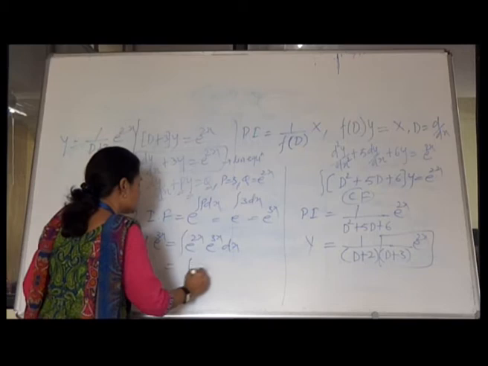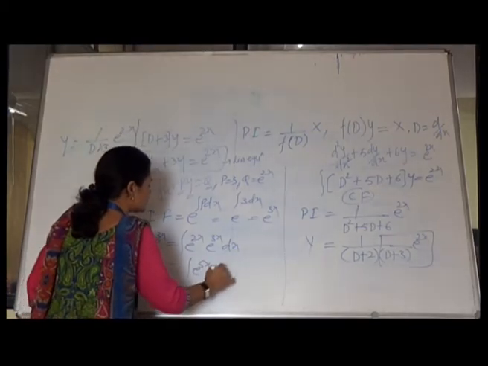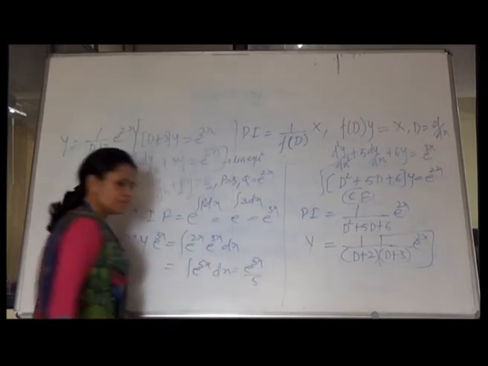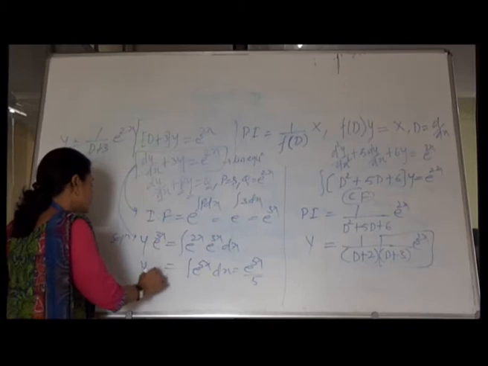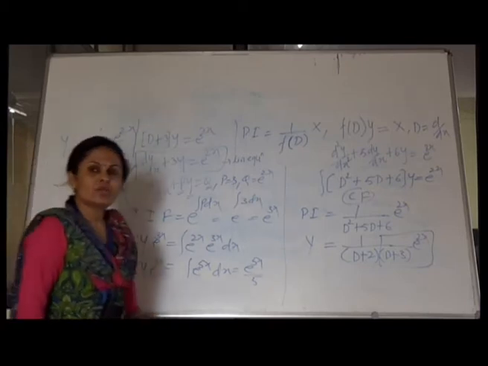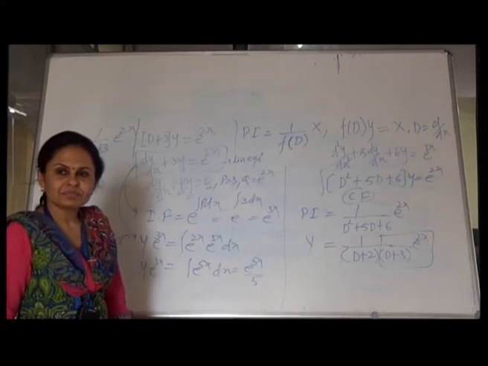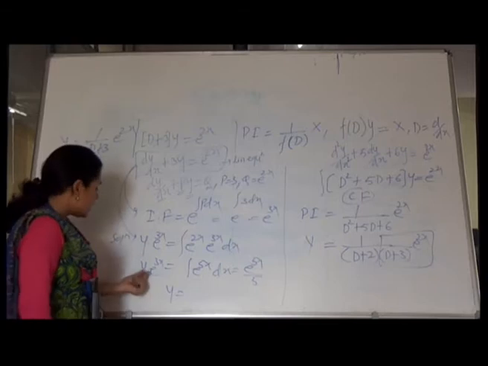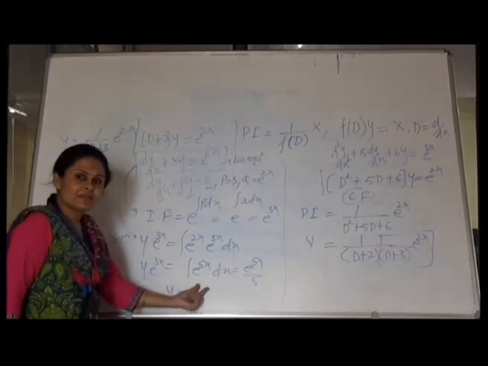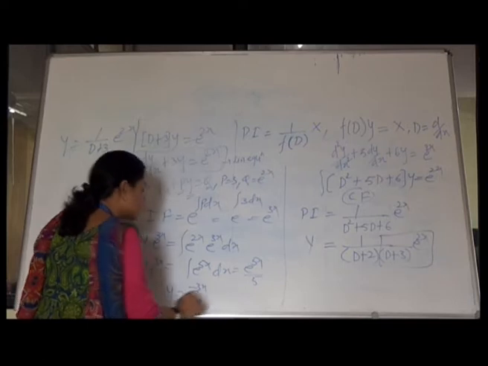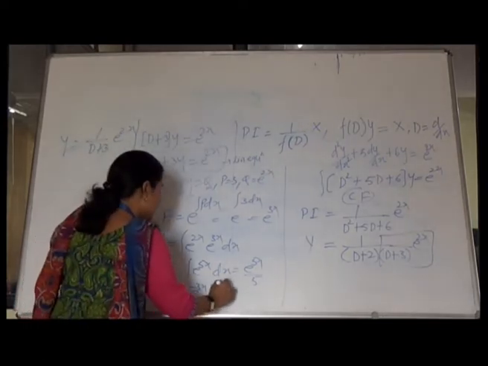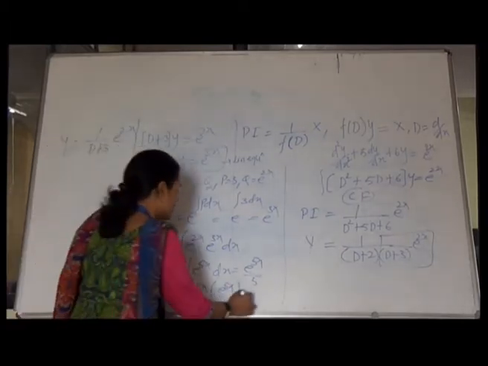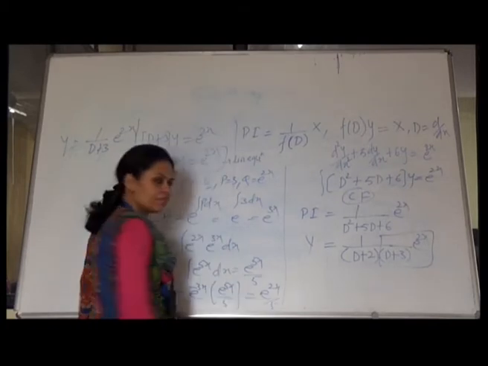This gives me e raised to the addition of indices, and what is the integral? It is e raised to 5x divided by 5. What is it all equal to? It is y e raised to 3x equal to e raised to 5x upon 5. What is happening here? Can I say this is y equal to, can I divide this e raised to 3x on this side? It will give me e raised to minus 3x. And what is the answer that I am getting? e raised to 5x divided by 5. This will give me the answer as e raised to 2x divided by 5.